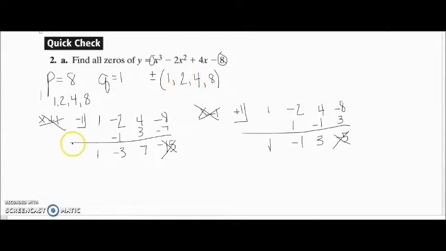Let's try 2. So x plus 2. Change this positive 2 to a negative 2. Let's try the same coefficients. So I'm going to let you continue from here. You're just going to repeat this pattern until you figure out what the factors of this polynomial are. Good luck.